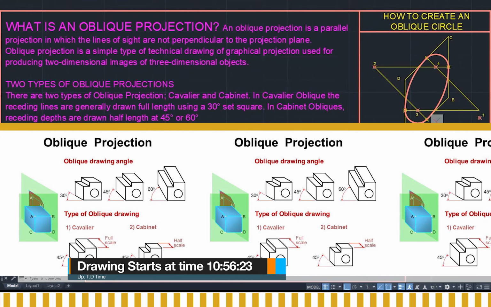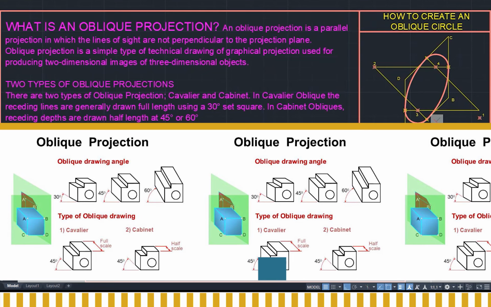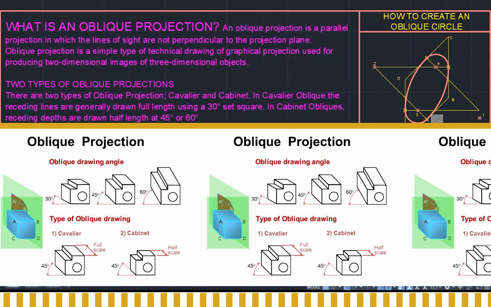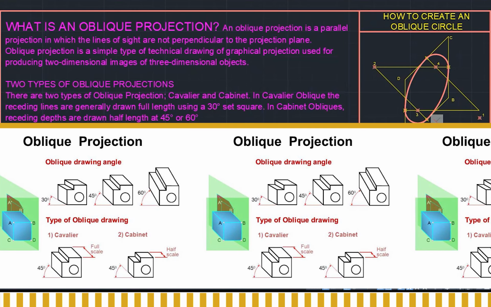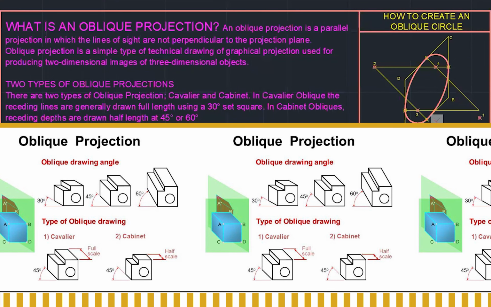What is an oblique projection? An oblique projection is a parallel projection in which the lines of sight are not perpendicular to the projection plane. Oblique projection is a simple type of technical drawing or graphical projection used for producing two-dimensional images of three-dimensional objects.